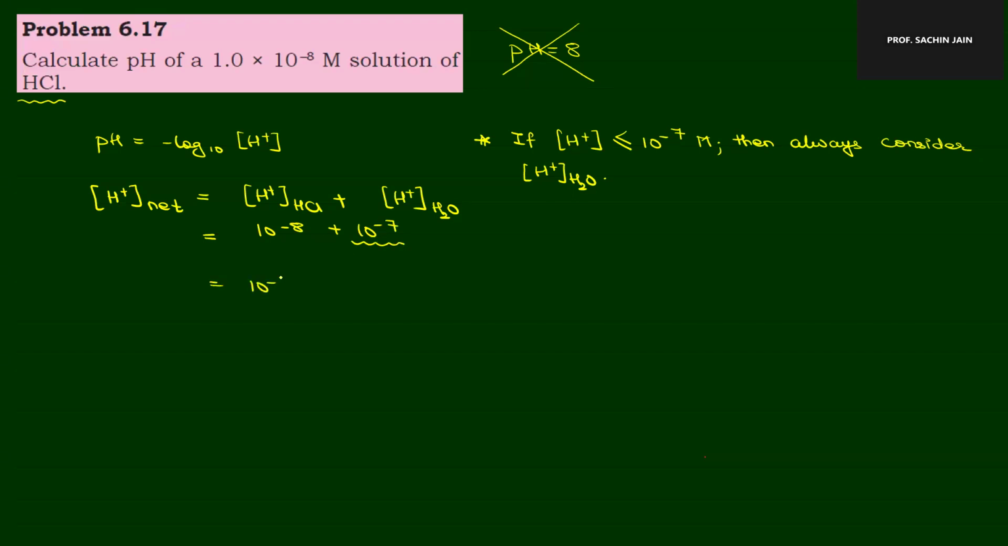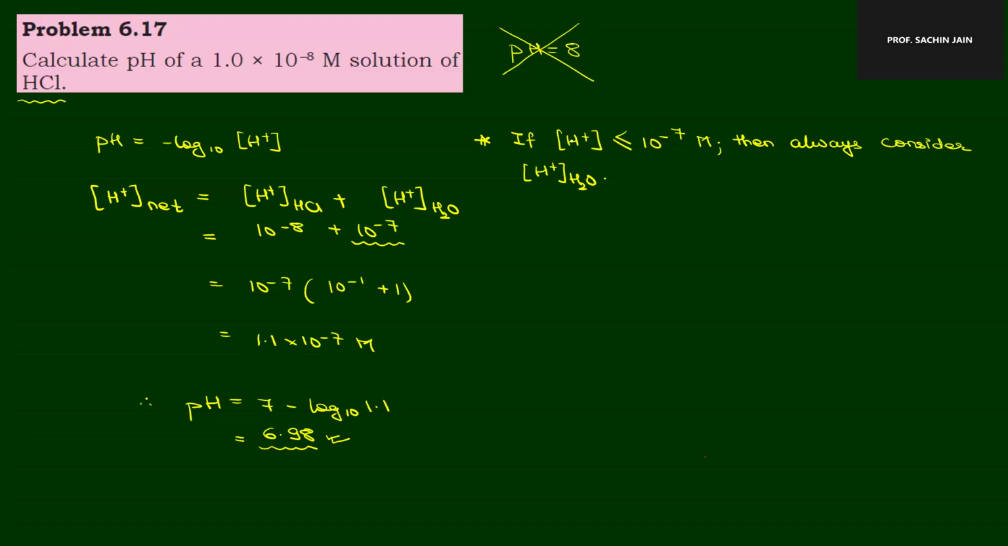Now to solve, take 10 raised to -7 common: 10 raised to -1 plus 1 will become 1.1 into 10 raised to -7 molar. So now the pH of this solution will be 7 minus log of 1.1. Log 1.1 is 0.02. Even if you don't know this, you will know that the answer will be less than 7 and of course close to 7, which is 6.98. And this is a valid value because it's an acid, whose pH must be less than 7.